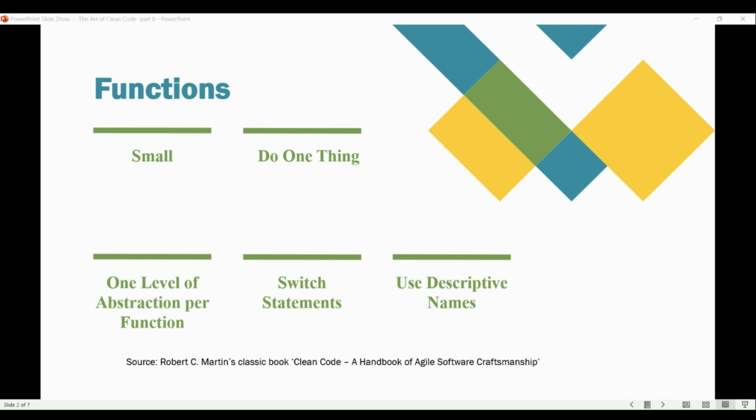The next point is use descriptive names. A function name should describe its purpose, and we must not be afraid to make a name long. A long descriptive name is better than a short enigmatic name. That's the whole point which Robert Martin is making here. A long descriptive name is better than a long descriptive comment.